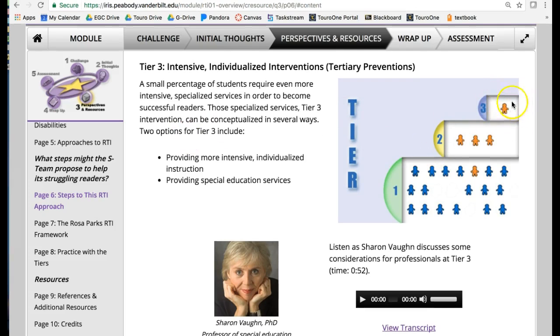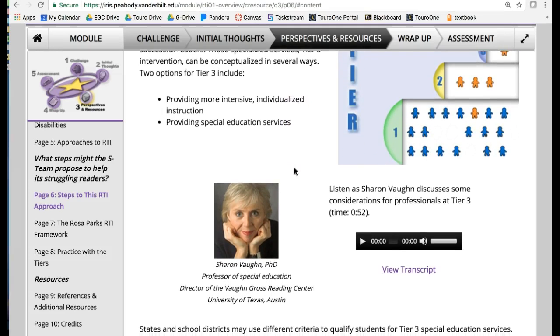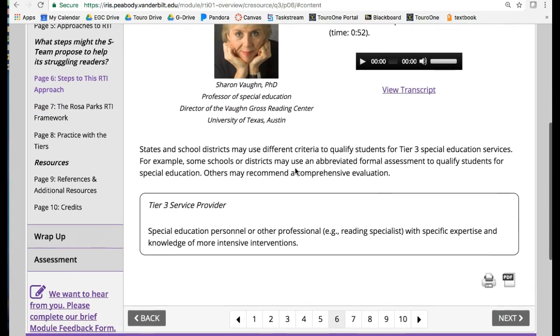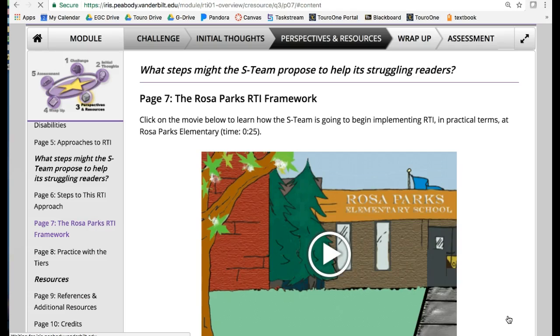Now remember, this is just a small percentage, 1 to 5% of the students, and 10% at the most, who would really need to get these Tier 3 intensive individualized interventions. And this is oftentimes done in special education. I'm not going to play the video, but you're welcome to go back and do that. But just keep in mind that these Tier 3 interventions should come after you have really demonstrated that you've done a phenomenal job with instruction at the Tier 1 and Tier 2 levels.